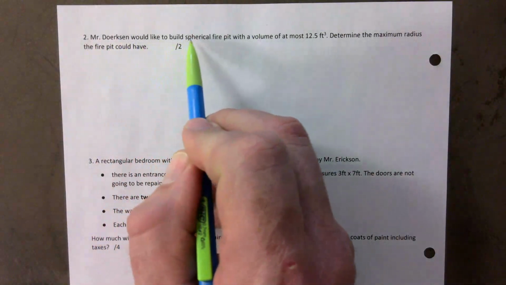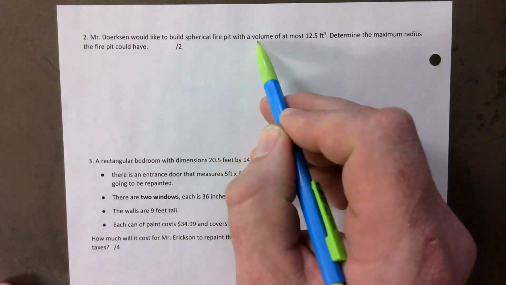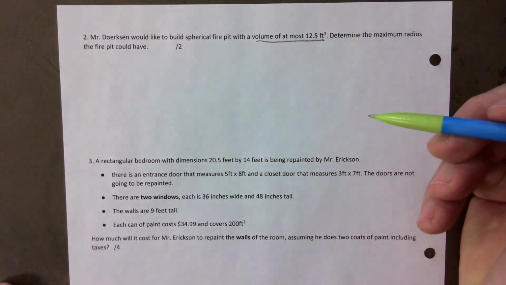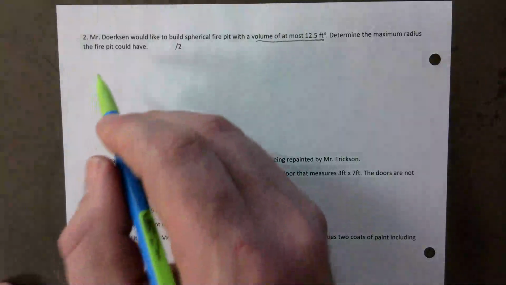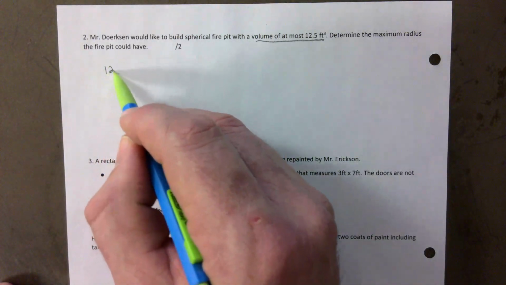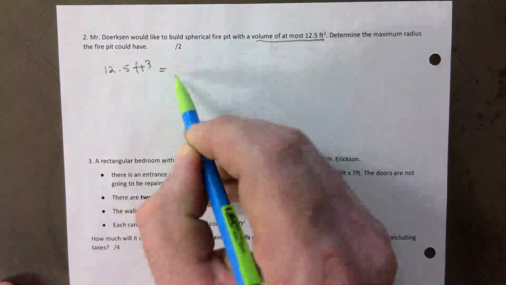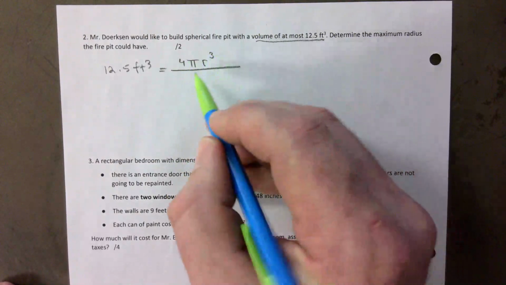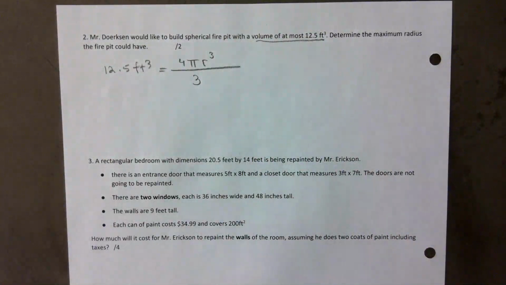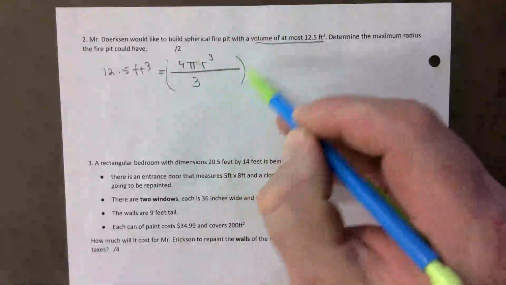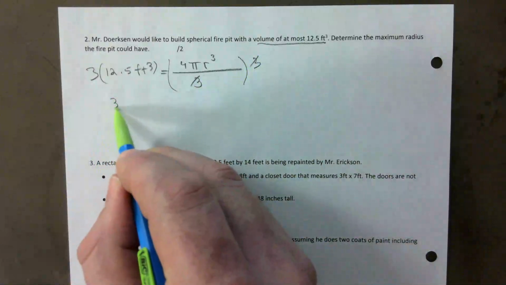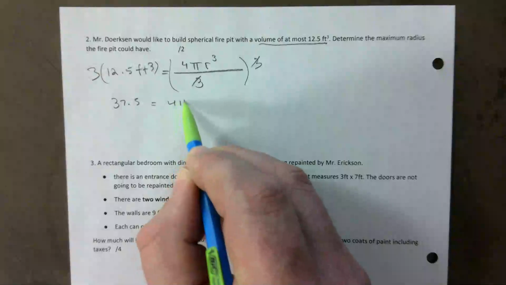Mr. Erickson would like to build a spherical fire pit with a volume of at most 12.5 cubic feet. Determine the maximum radius the fire pit could have. Oh, this one is pretty much a copy, right? This is 4 pi r cubed divided by 3, right? Because it's a sphere, it's a whole sphere. So we multiply by 3. We cancel out here, that gives us 37.5, and that's 4 pi r cubed.